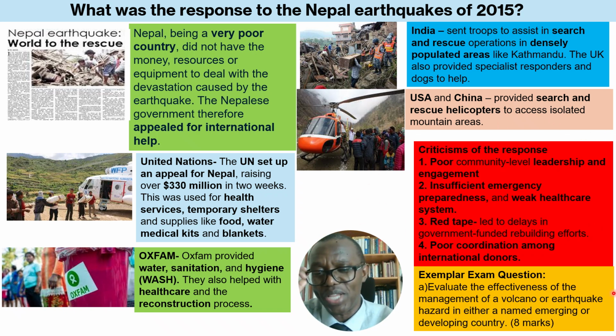All right, let's move on to the exemplar exam question here. So this one here is an 8 marker, and it talks about evaluating the effectiveness of the management of a volcano or earthquake hazard in either a named emerging or developing country. So the developing country here you'd be talking about is Nepal, and you'd be talking about the 2 earthquakes that took place here, and you'd be using these points to talk about whether you think it was effective or not. Okay. All right. So yeah, that concludes it for this particular slide.